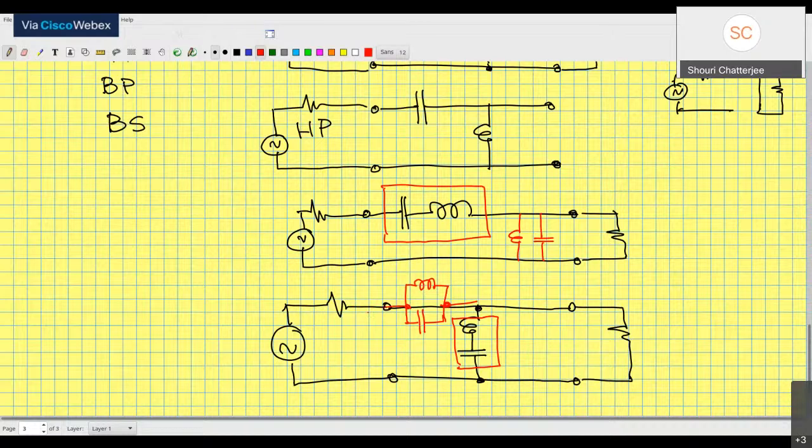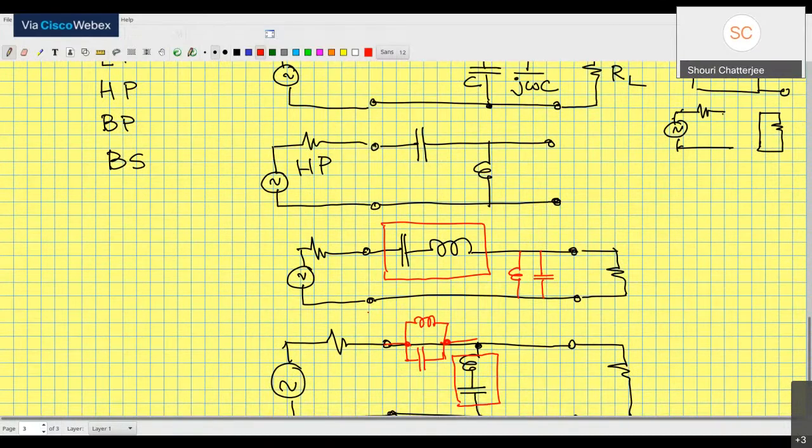Okay, so keep that in mind. You can also have the combined of both. All right, so that's also possible. But then you would be using two inductors and two capacitors. So all of these are band pass and band stop structures.